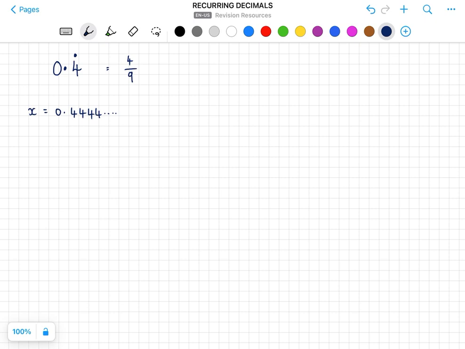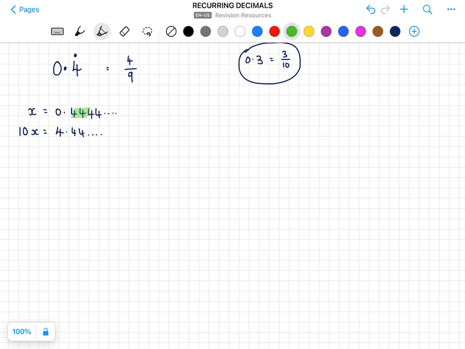If we were just writing, for example, 0.3 as a fraction, we would say that would be 3 over 10, because 3 divided by 10 is 0.3. And we're using a very similar theory to this. We start by multiplying our value by 10. 0.4 recurring times 10 would be 4.444, and those 4s are ongoing.